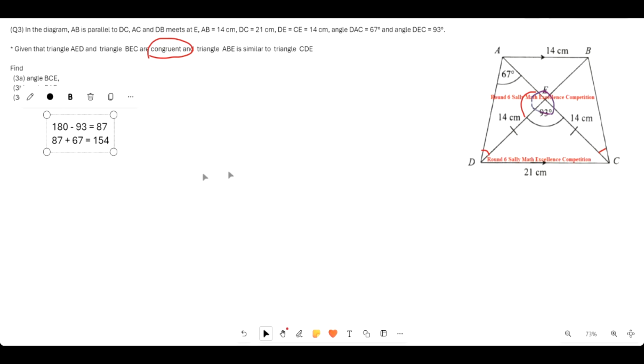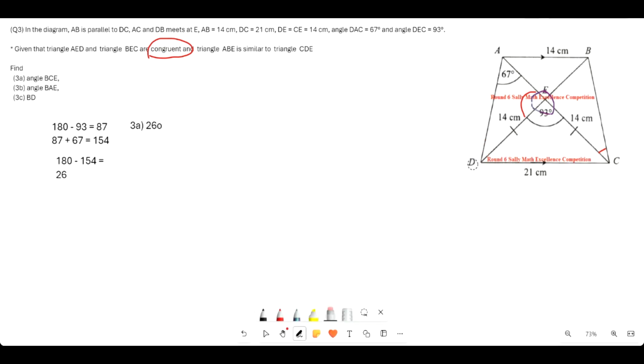So now that we have 154, we will do 180 minus 154, which equals 26. So we know that this angle equals 26 degrees. Since they are congruent, this angle also equals 26 degrees. So now we know that question 3A's answer is 26 degrees. I just write the O here.